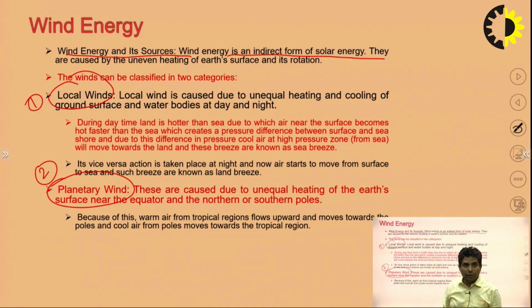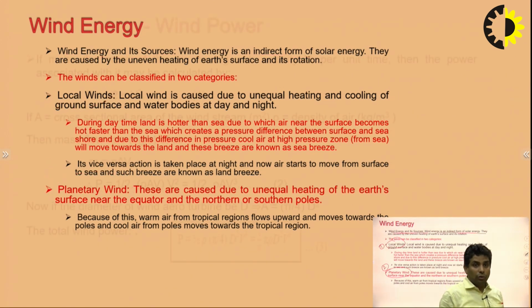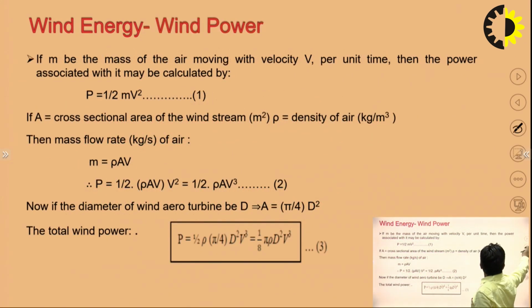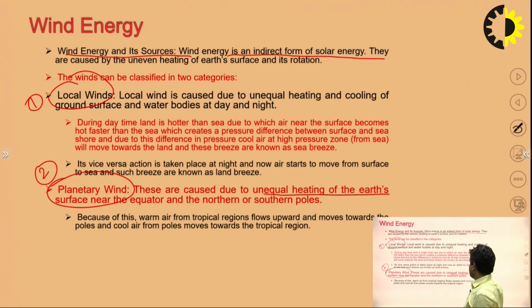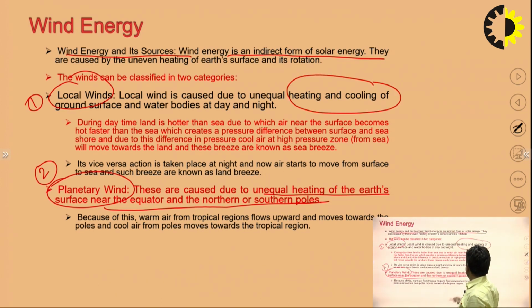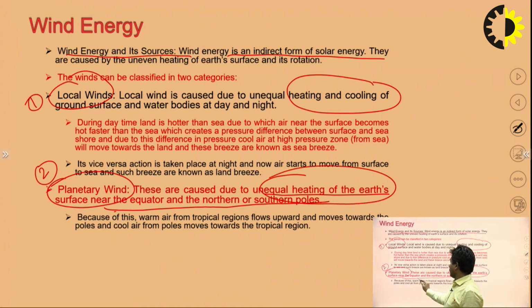So what is local wind? Local wind is caused due to the unequal heating and cooling of the ground surface and water bodies during day and night. But in the case of planetary wind, these are caused due to the unequal heating of the earth's surface near the equator and the northern or southern poles.